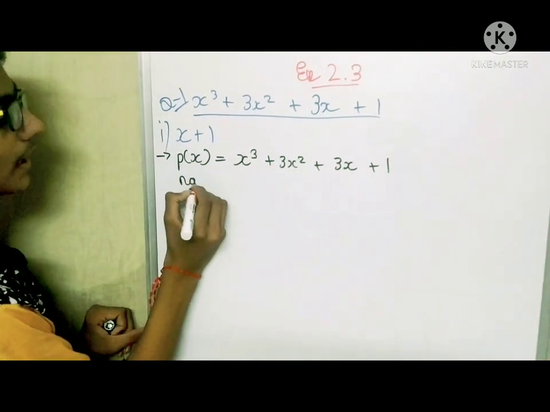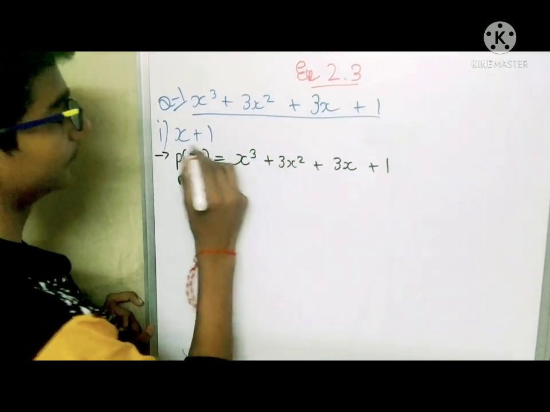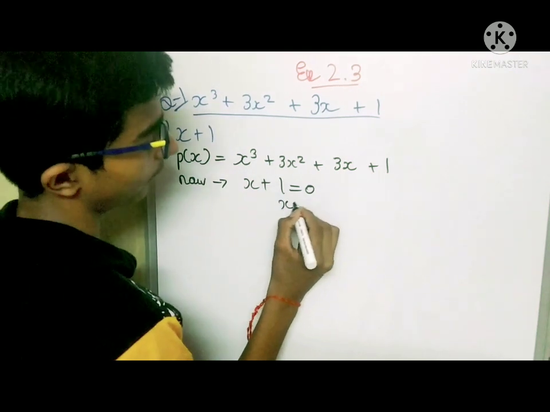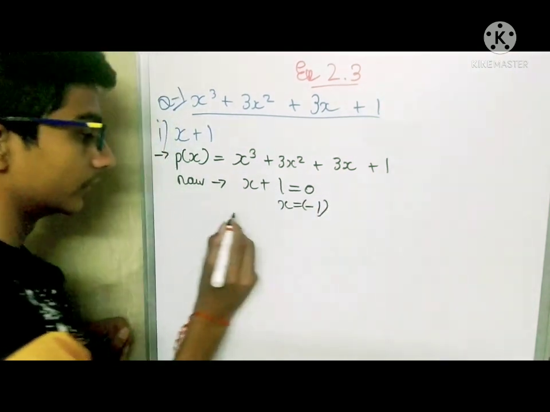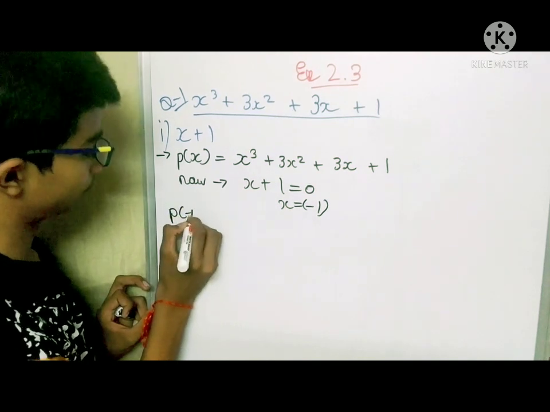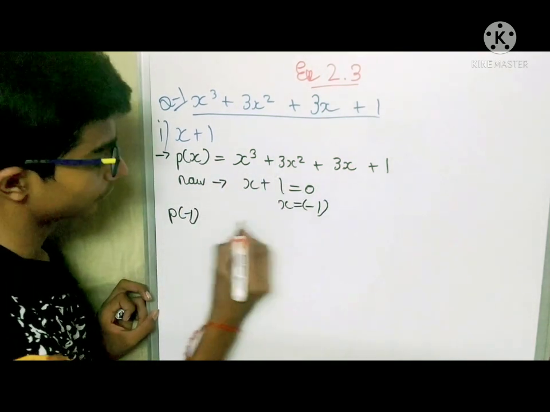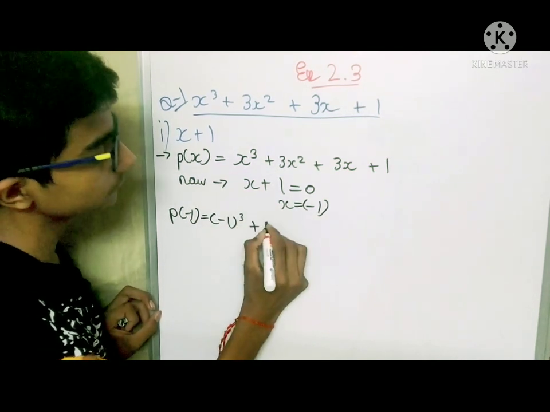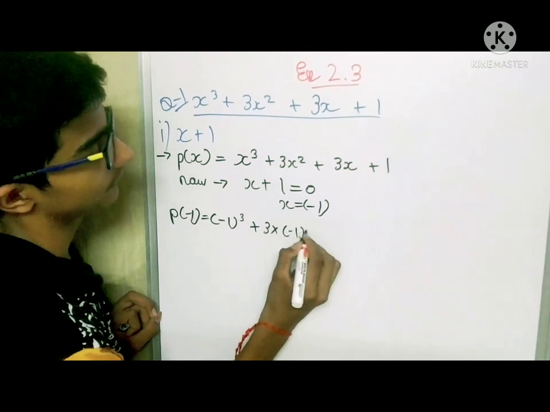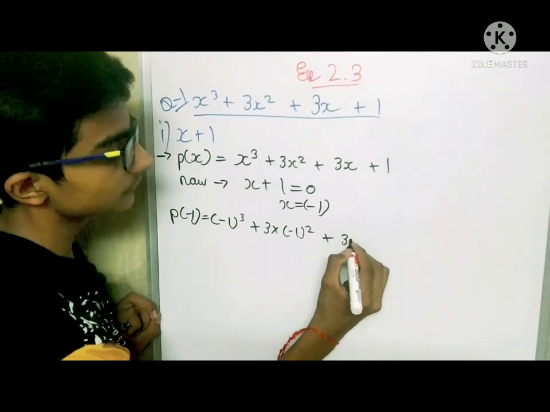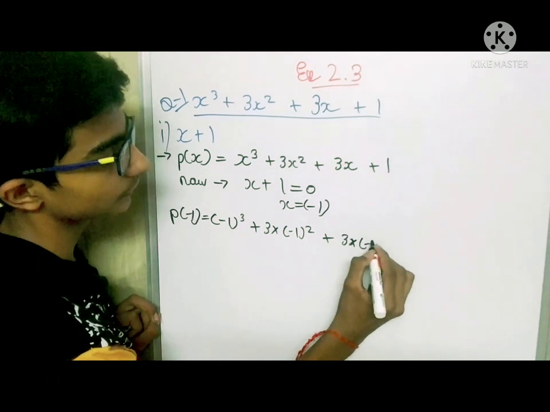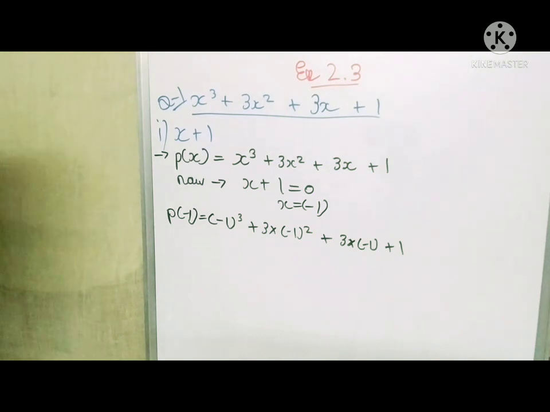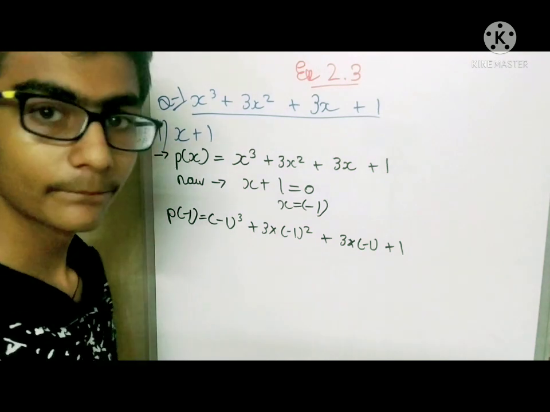Now you will write here, x plus 1 is equal to 0. So x is equal to minus 1. Now you will write p of minus 1, meaning wherever it's x, you will put minus 1. Cube of minus 1, 3 into minus 1 square, plus 3 into minus 1, plus 1. So I hope you understood till here.